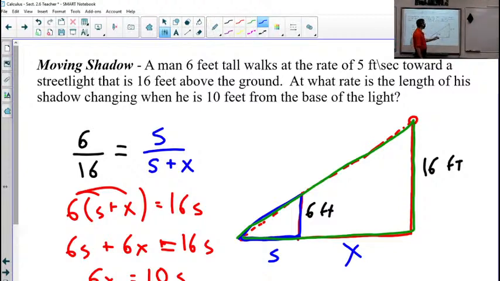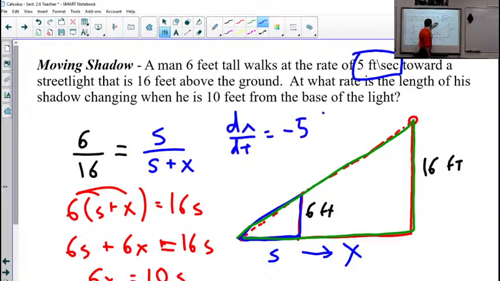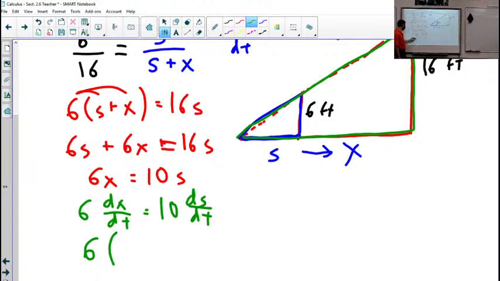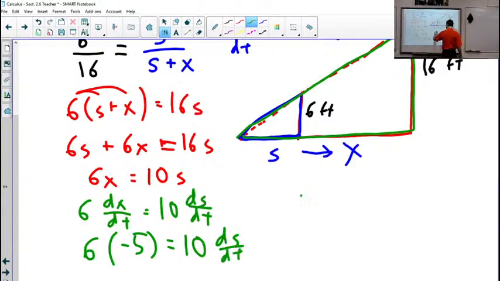Which means we must have dx/dt. Oh, here it is. Is that positive or negative? Because we are walking towards the light. So since we are walking in the direction of the light, x is getting smaller. So dx/dt was negative 5 feet per second. So I'm going to plug negative 5 in for dx/dt. Notice I didn't need s or x in this particular equation. So that's going to be 6 times negative 5 equals 10 ds/dt. This is negative 30, so divided by 10, ds/dt is negative 3.